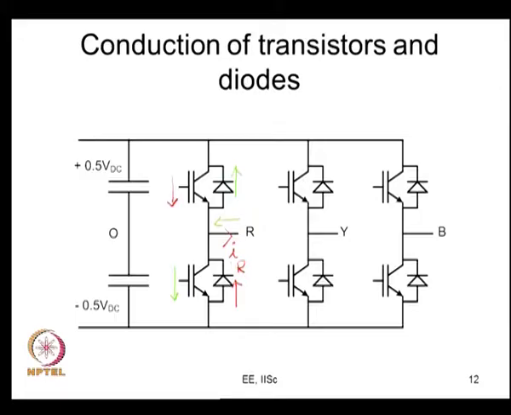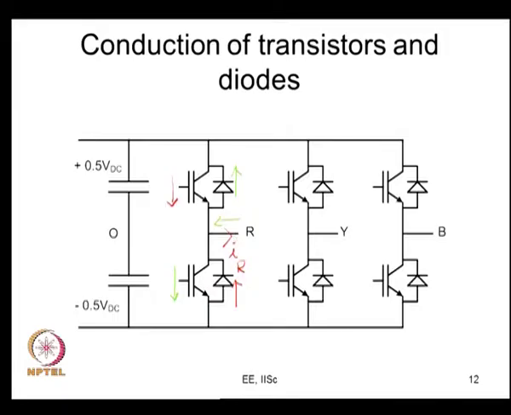These are the ones that will conduct this load current. So, it is always one pair of one transistor and one diode. Which transistor and which diode, whether top transistor and bottom diode or bottom transistor and top diode, depends on the direction of current. That is what we are trying to make sure here now. So, this is what we have now.